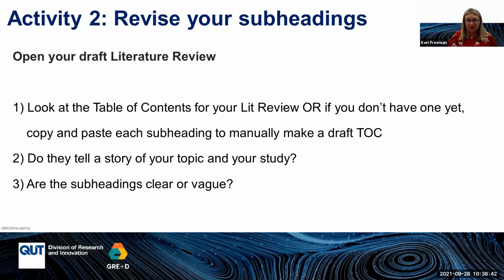So you might already have a table of contents generated for your lit review, but you might not have one yet. So just do a quick copy and paste of your subheadings and manually make sort of like a table of contents. Don't worry about the page numbers and things like that. I just want your subheadings, and I want you to have a look and tell yourself, do they tell the story of your topic and your study, or are the subheadings a little bit vague?